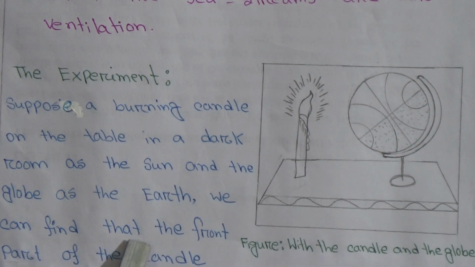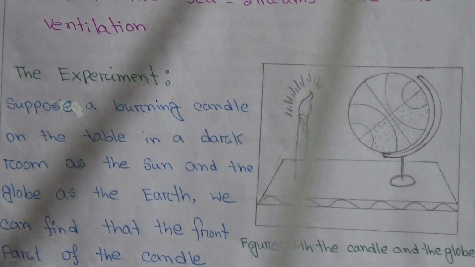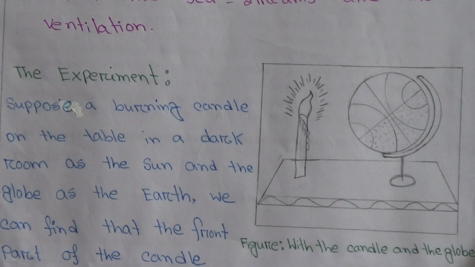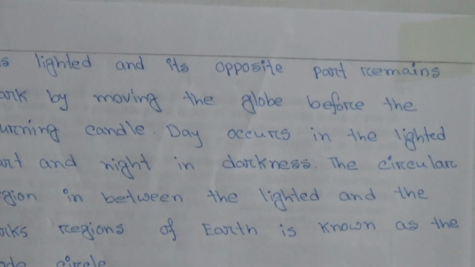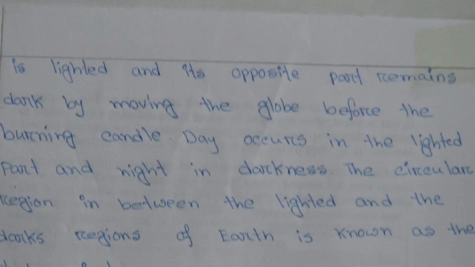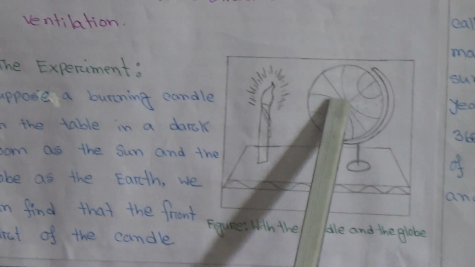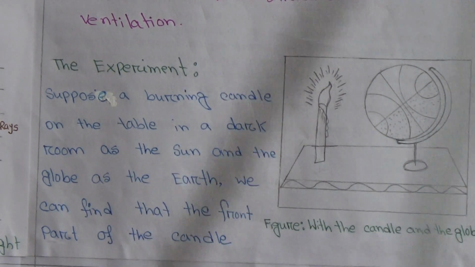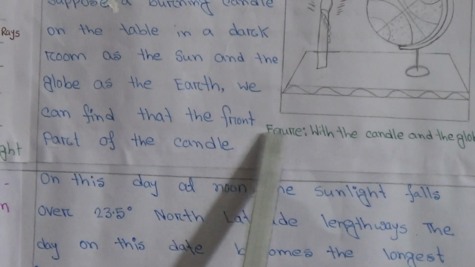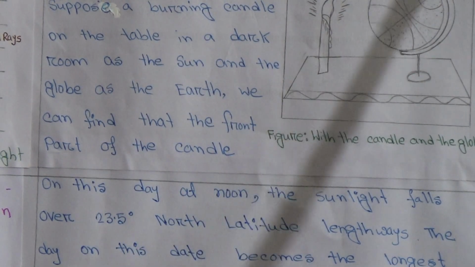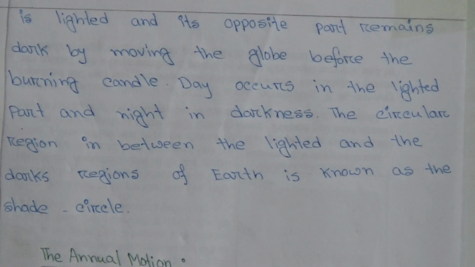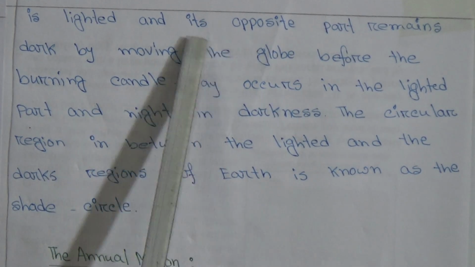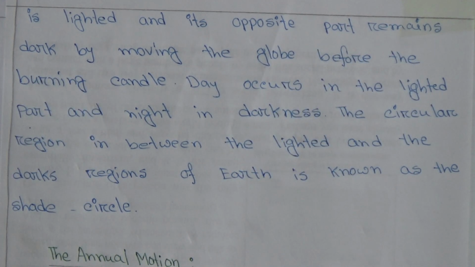We can find that the front part of the candle is lighted and its opposite part remains dark by moving the globe before the burning candle. So this lighted part is day and the dark part is night. Again I am saying, we can find that the front part of the candle is lighted, this is the lighted part, and its opposite part remains dark.